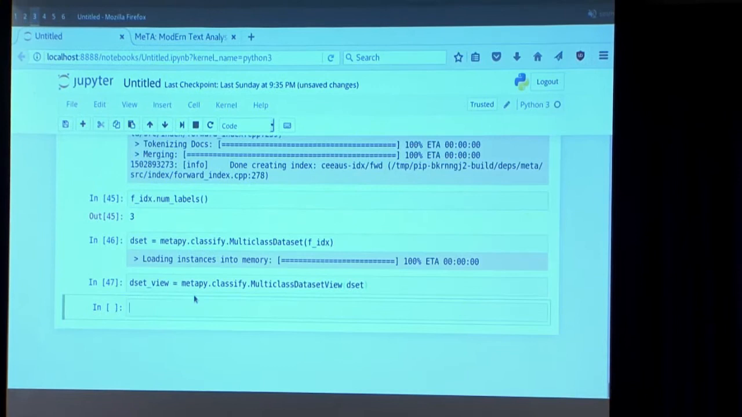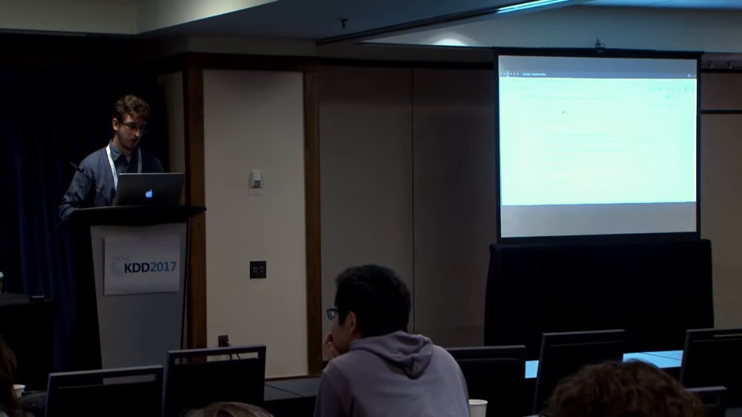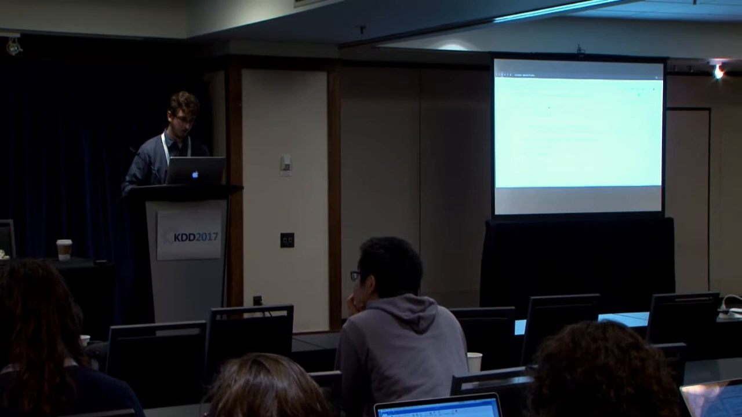Okay. So now I have a view over my data set, and I can do things to this view that don't change my data set. So I can say something like, "Please shuffle the data set view." So now I've got a shuffled version of my data set.